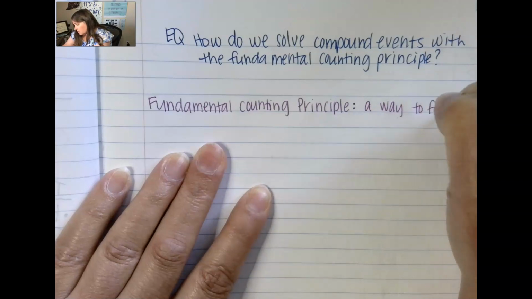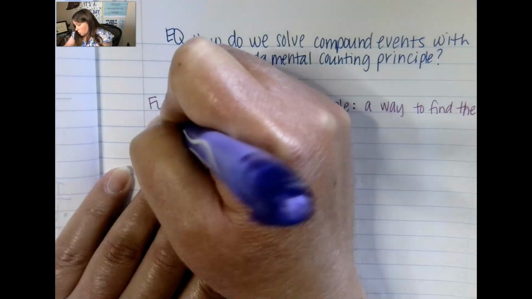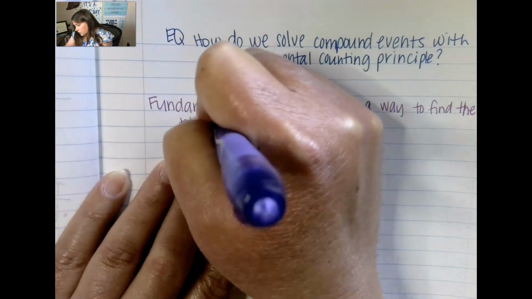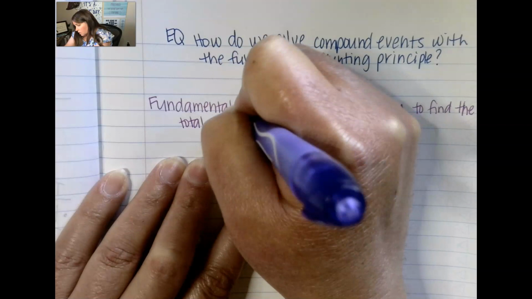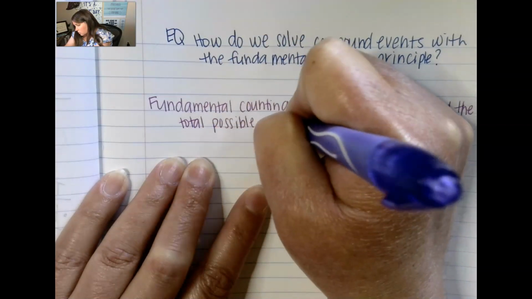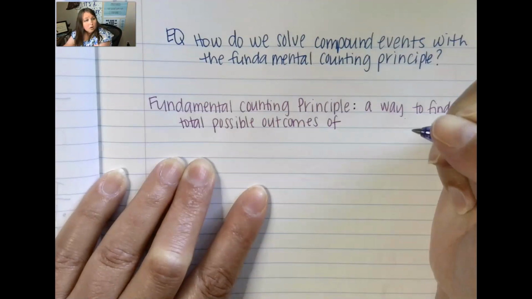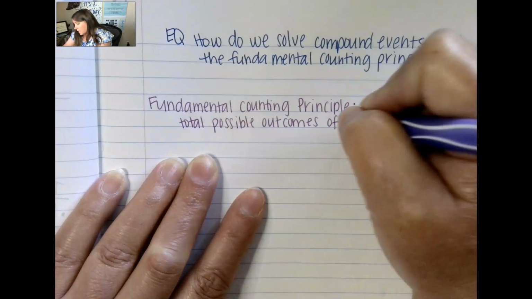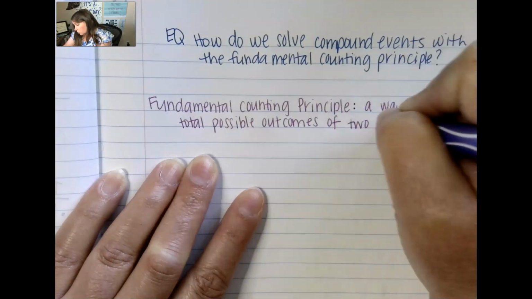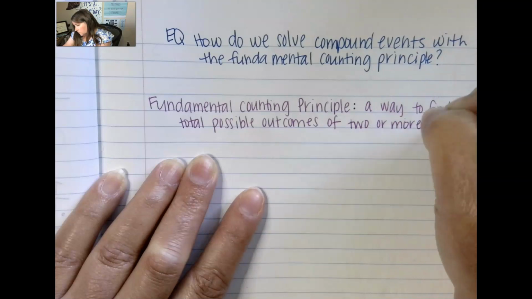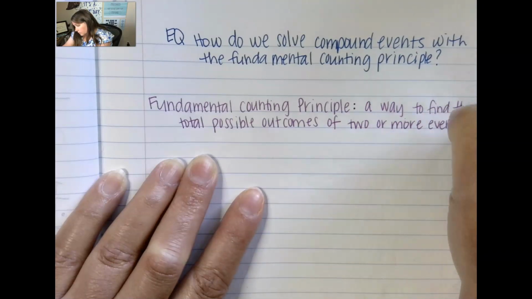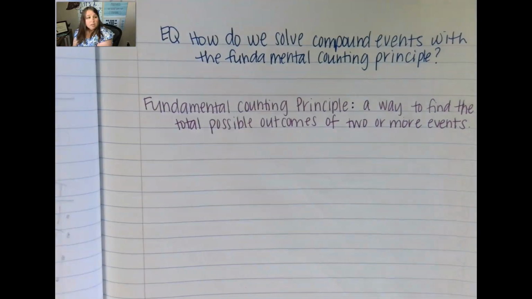So it's a way to find the total possible outcomes of 2 or more events. We use these events in different ways. So let's say that an event has possible outcomes, right?